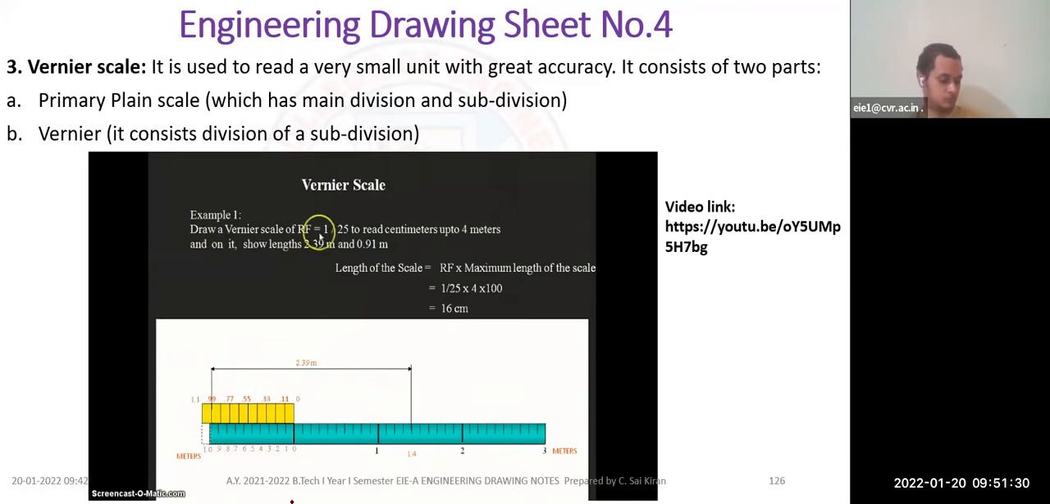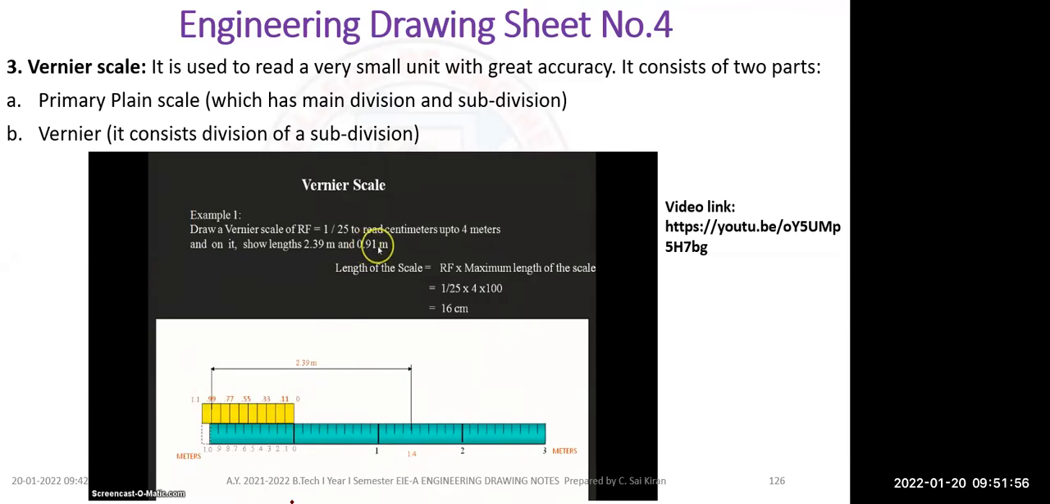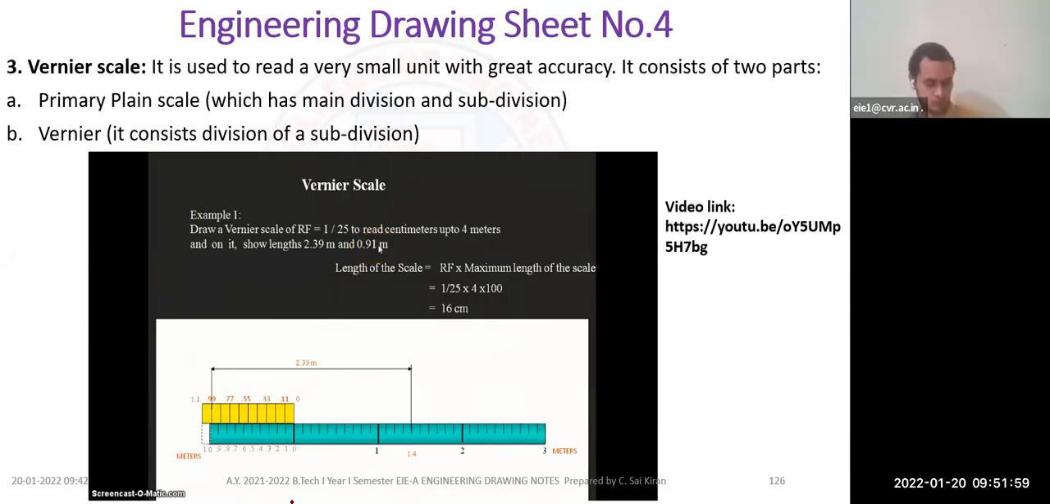Okay, and similarly we need to represent 0.91. So for this also, first consider the division that is related to 0.01. So here the 0.01 related division is 0.11. Take this 0.11 and subtract this distance from 0.91. When we subtract that, we get 0.80. Okay, so first draw a line from 0.11, then draw another line from 0.80.